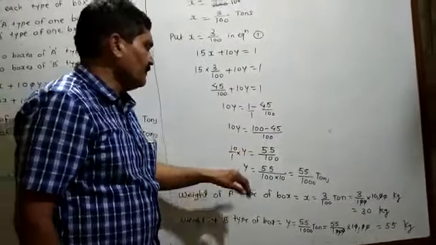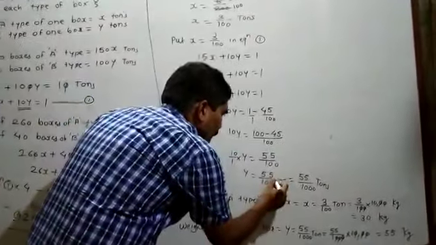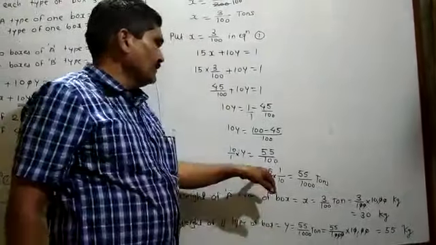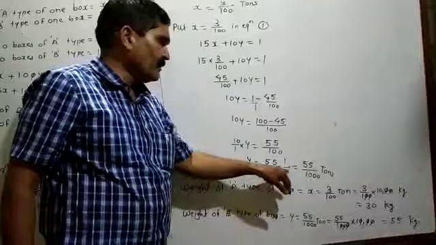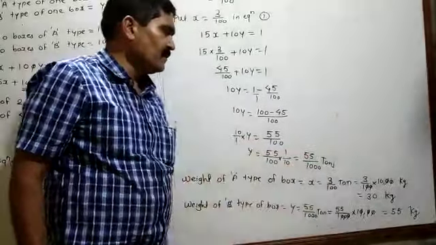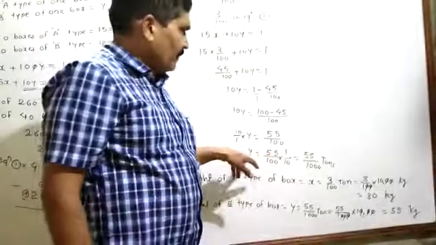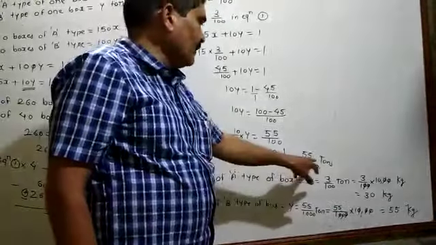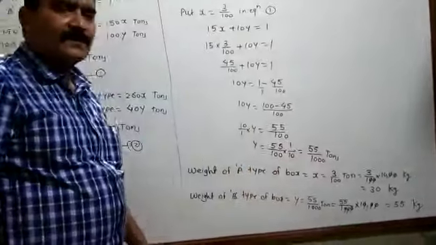You have to shift the reciprocal and this will be multiplied by 1 upon 10, means 55 multiplied by 1 is equal to 55. 100 multiplied by 10 is equal to 1000 tons. Means weight of B type of box, 1 box, is equal to 55 upon 1000 tons.